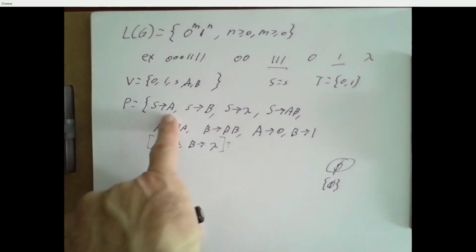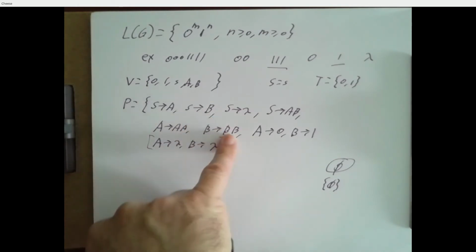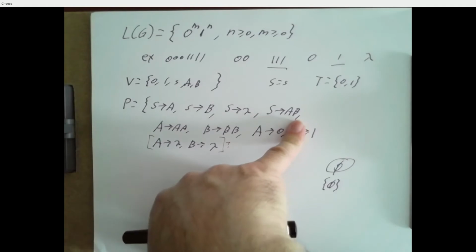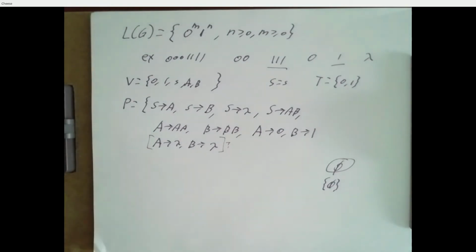So this will get us to a bunch of A's, which will ultimately be zeros. This will get us to a bunch of B's, which are ultimately ones. This will get us to a bunch of zeros followed by a bunch of ones. So I'm liking this for the most part. I think this probably gets what we're after. But I'm going to point out one technical detail with this. And this is a little subtle, but think about it.